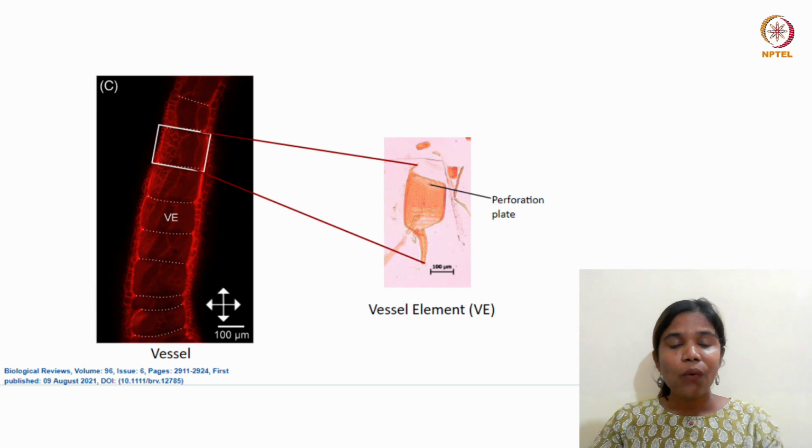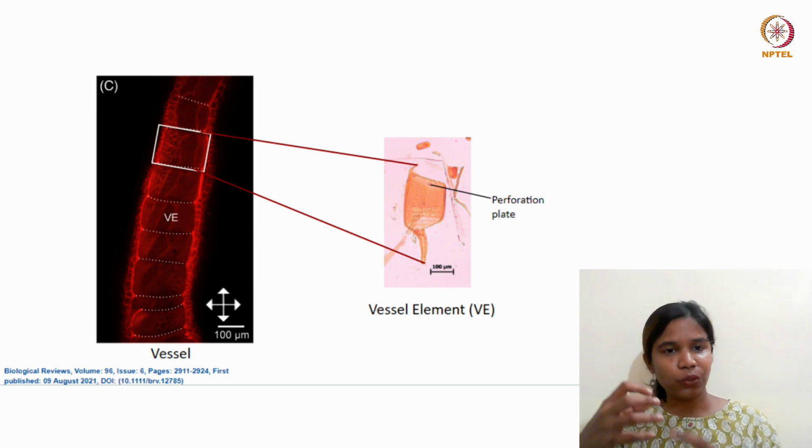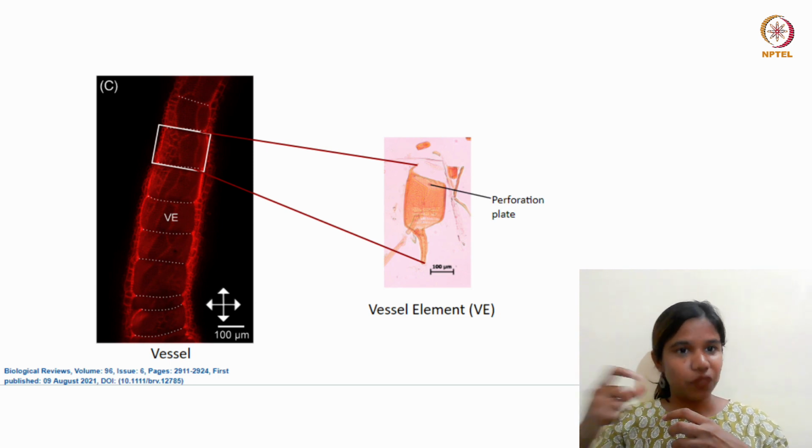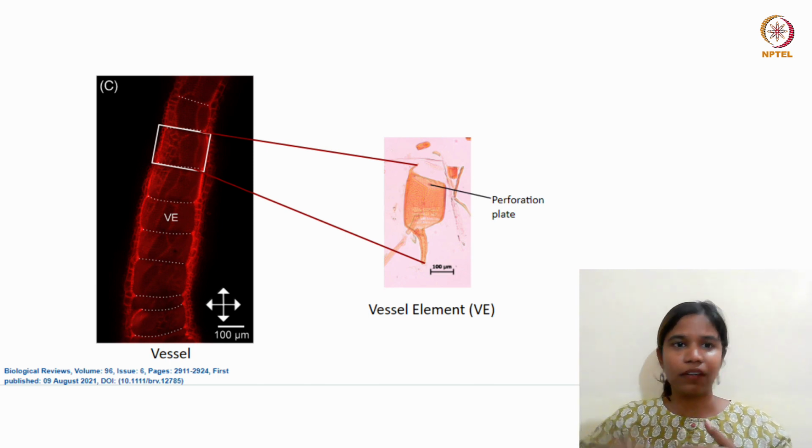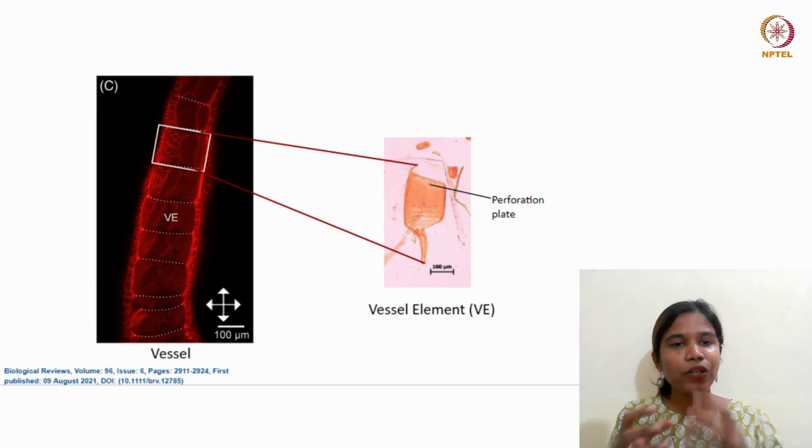Okay, so now what do you think? Now I have told you that a single cell is known as vessel element. They join end to end to form vessel, and vessel helps in the conduction of water from root of the tree to the stem of the tree to the leaves of the tree. Okay, so what do you think?